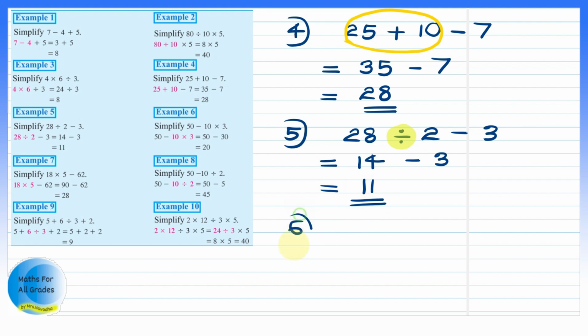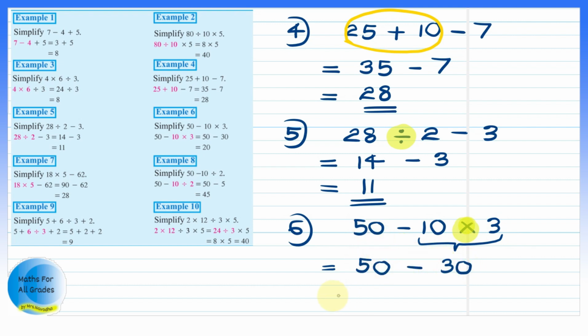Example number 6. 50 minus 10 times 3. Here you've got subtraction and multiplication. Multiplication has more power than subtraction. So let's do the multiplication first. 10 times 3 equals 30. Write it below. Now 50 minus 30 equals 20.